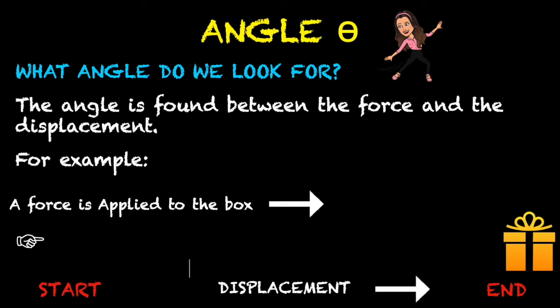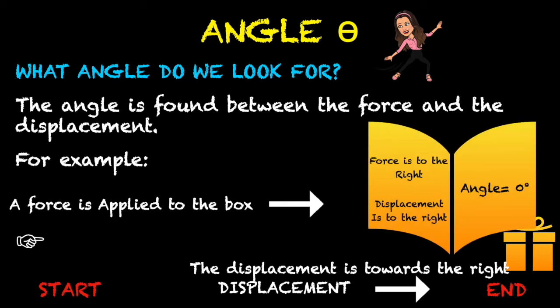I want you to now focus on the directions. The displacement of this object is to the right, and the force that is applied to the box is also to the right. So can we see that both of them go in the same direction? The force is to the right, the displacement is to the right, and we say that when this happens, there is no angle being created. Therefore, the angle that is between the force applied and the displacement is actually equal to 0.